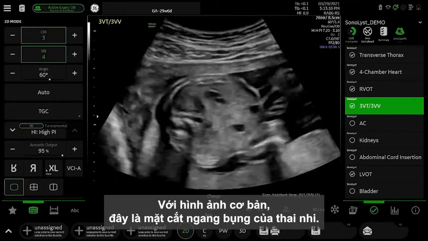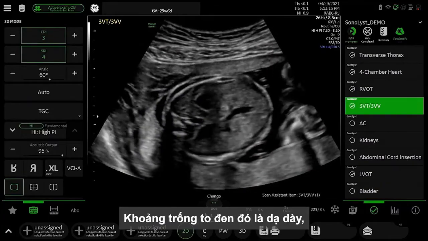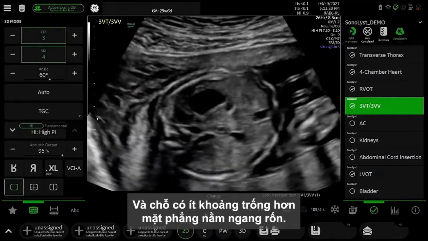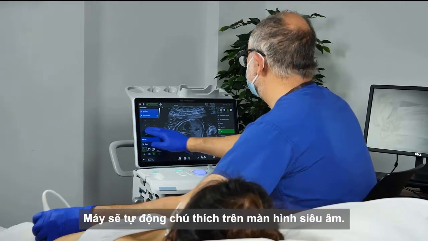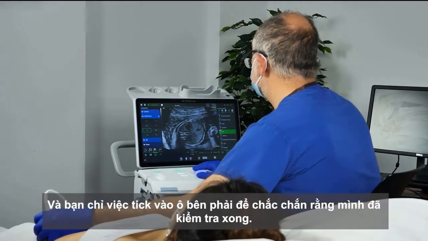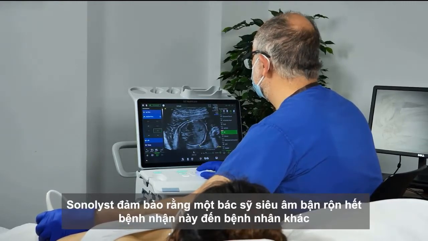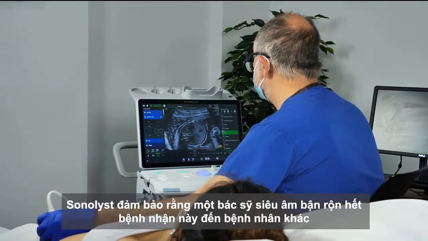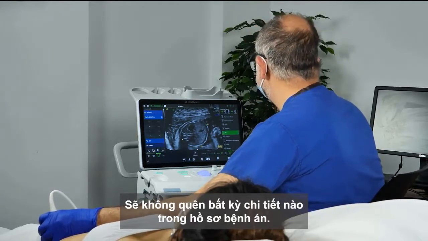This is the abdomen of the baby in cross-section. Can you see that big black space? That's the stomach, just there. And this other space here is the umbilical vein. And again, showing me here that this is the abdominal circumference. So as I'm scanning, it's ticking off all those little boxes on the right-hand side that you can see. And it's making sure that a busy sonologist who's scanning patient after patient after patient isn't forgetting anything in their imaging record.